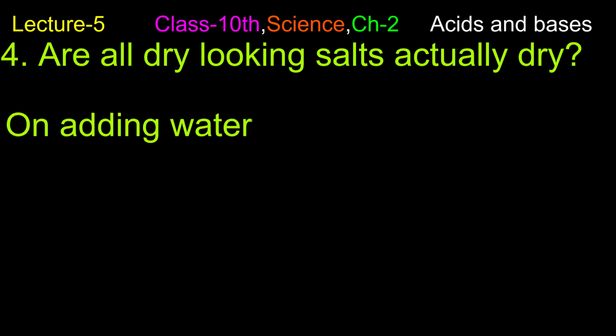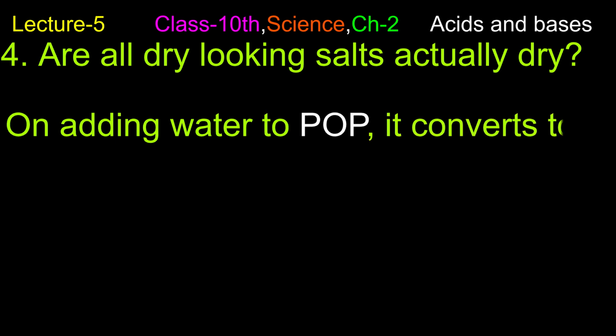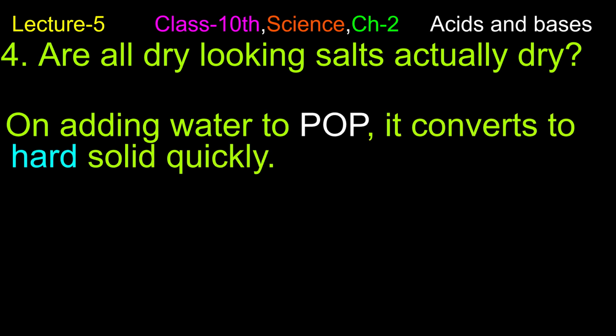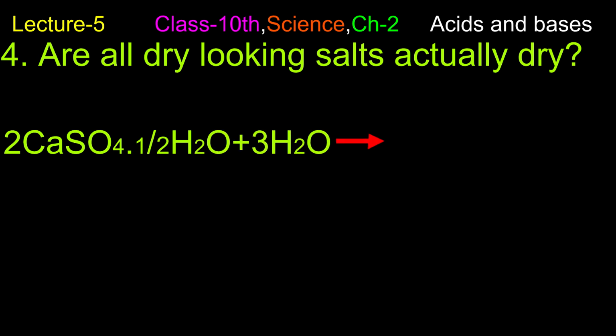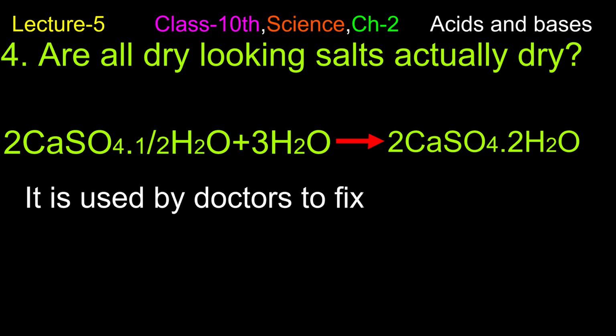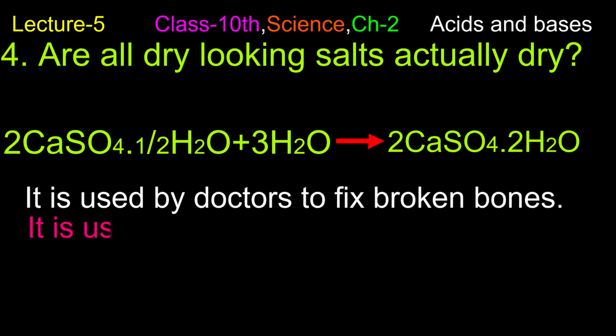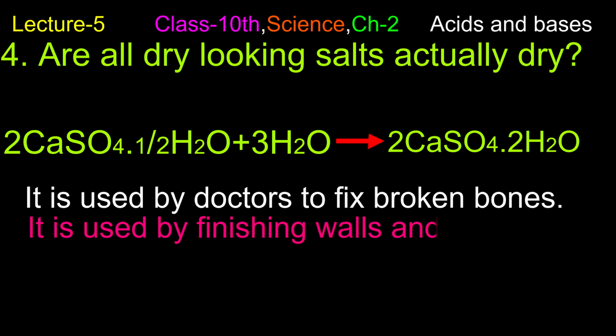On adding water to it, it converts to a hard solid quickly. The reaction is 2CaSO4.half H2O plus 3H2O produce 2CaSO4.2H2O. That is why it is used by doctors to fix broken bones. It is also used in finishing walls and ceilings.